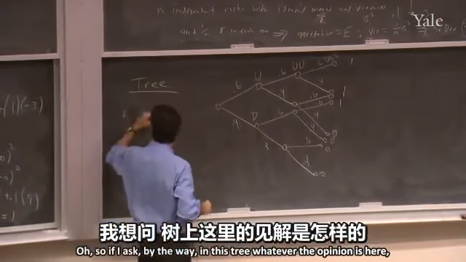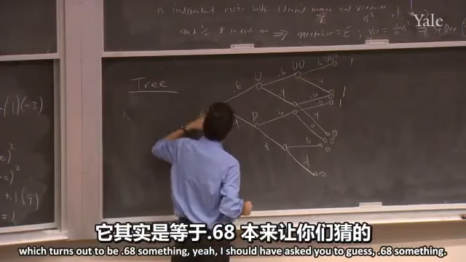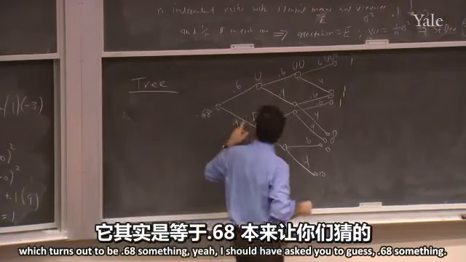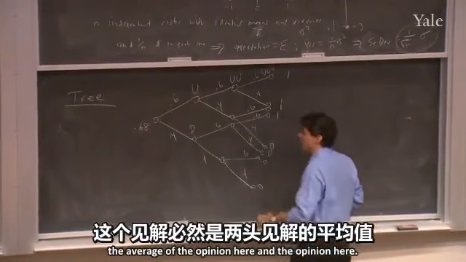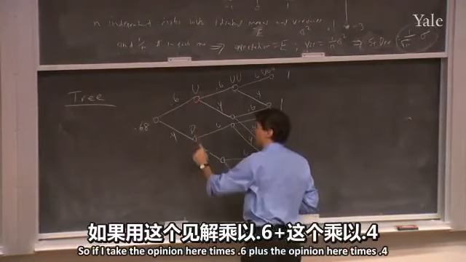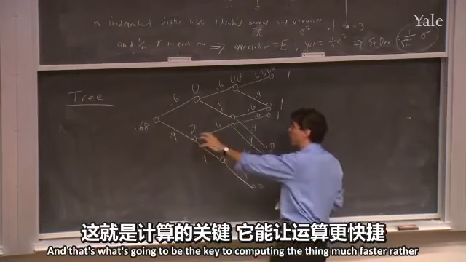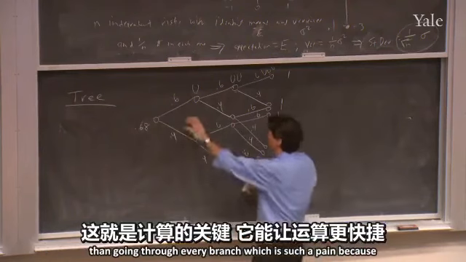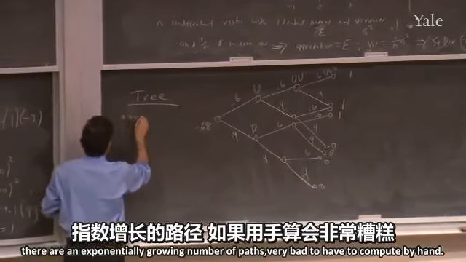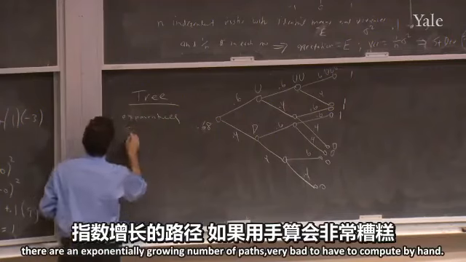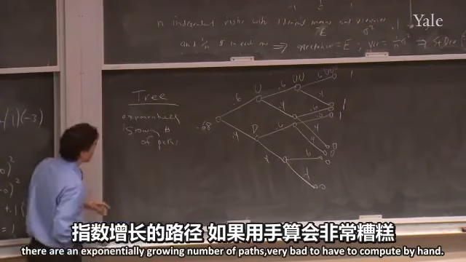By the way, in this tree, whatever the opinion is here, which turns out to be 0.68 something, I should have asked you to guess. If you write down the opinion, that opinion has to be the average of the opinion here and the opinion here. So if I take the opinion here times 0.6 plus the opinion here times 0.4, that's also going to equal 0.68. And that's going to be the key to computing the thing much faster, rather than going through every branch, which is such a pain, because there's an exponentially growing number of paths. Very bad to have to compute by hand.